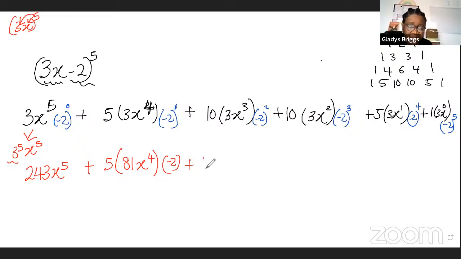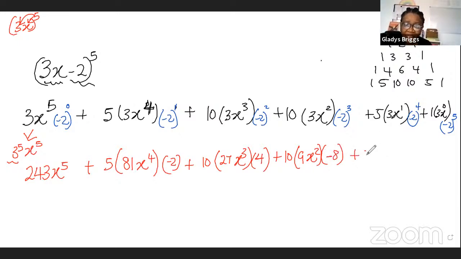Plus 10 times 3x to the power of 3. What is 3 to the power of 3? It's 27. x to the power of 3 times negative 2 squared is what? 4 times 4. Yeah, plus 10 times 3 squared is 9. x squared times negative 2 to the power of 3 is negative 8.